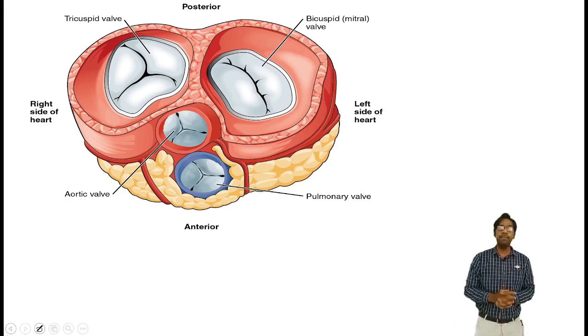See the diagram. There are three flaps present in the tricuspid valve, while in the bicuspid valve there are only two flaps. These are the openings. These open when there is ventricular ejection, that is the pumping of the blood. These are the pulmonary valve as well as the aortic valve.